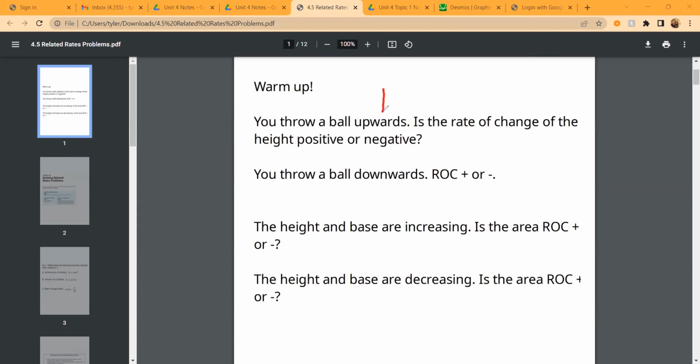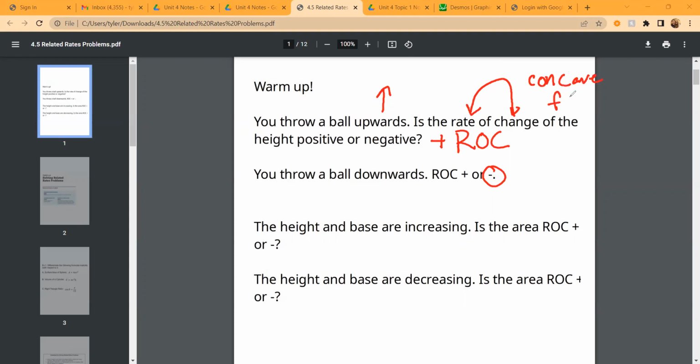Because we're throwing it upwards, that means we're going to have a positive rate of change. And when we're throwing it downwards, that means we're going to have a negative rate of change. Obviously, we can also talk about the fact that as we're throwing it upwards, this ball is going to be concave down. And so if we're looking at the rate of change of the rate of change, it's actually going to be negative, right? Because it's concave down, that means that our second derivative is negative.